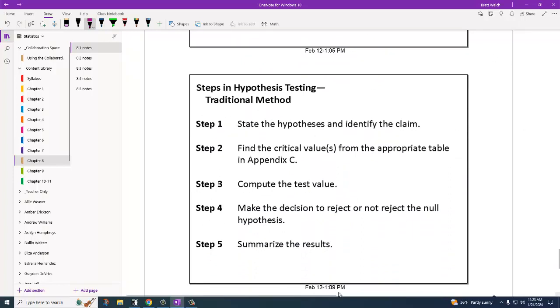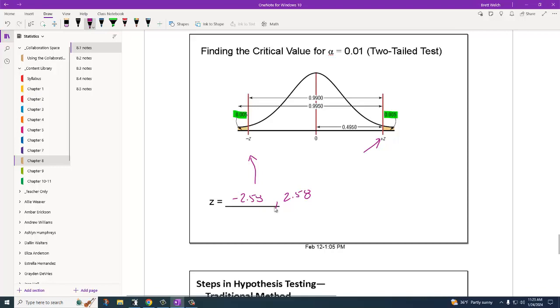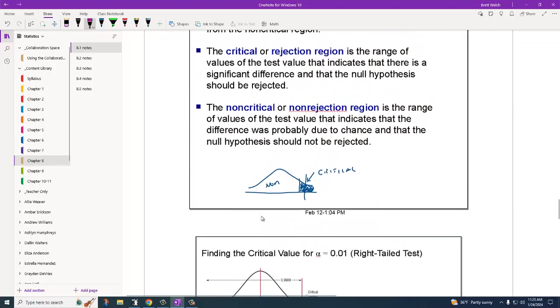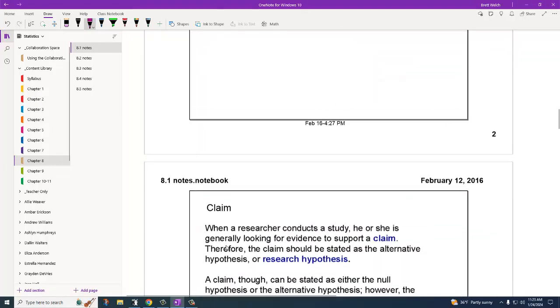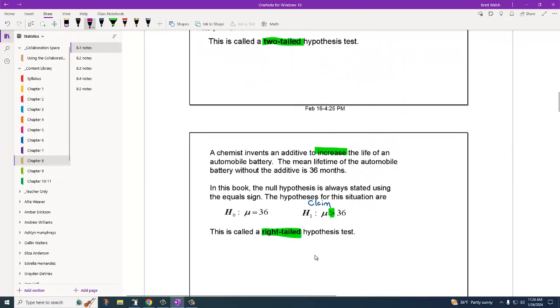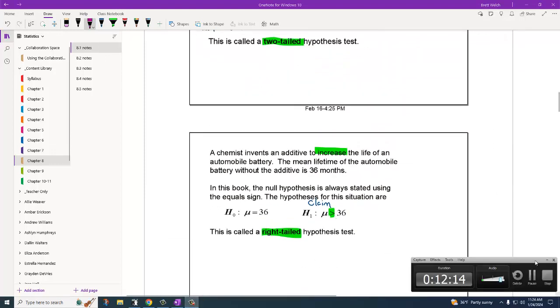We will go through this more in future assignments, but you just need to constantly have this with you. State your hypotheses and identify a claim. Find the critical values that cut your graph. Compute your test value for your specific data, and then make decisions to reject or not reject the null hypothesis and summarize the results. This is going to make a lot more sense when we actually go through some examples in future sections. Today you need to know how to find the z values, which you should already know how to do, and you need to know how to create the null and alternative hypotheses. Good luck, and we'll see you in class.